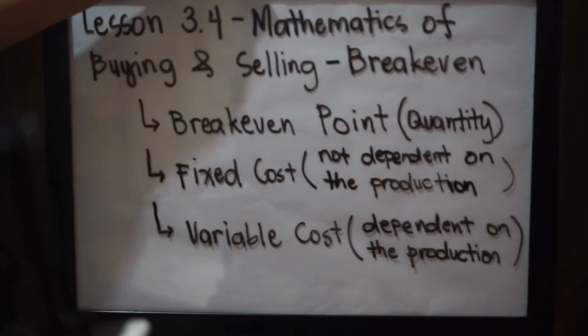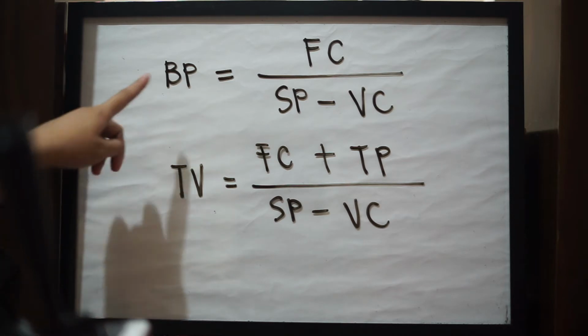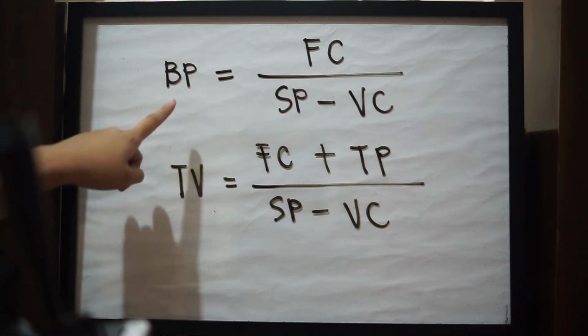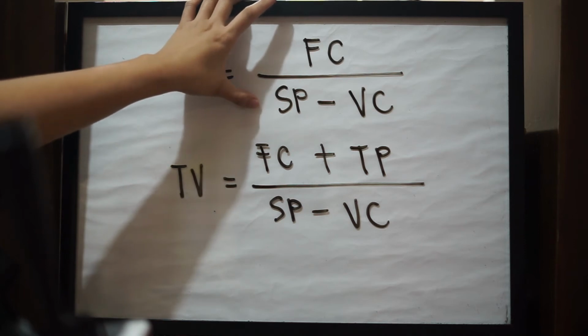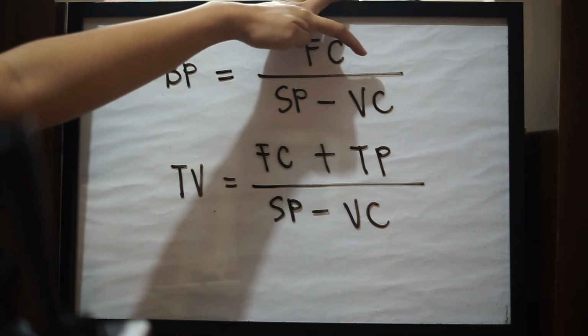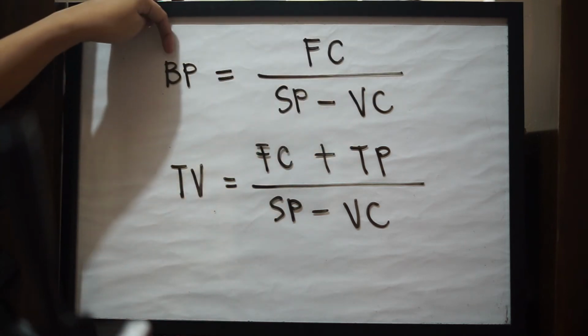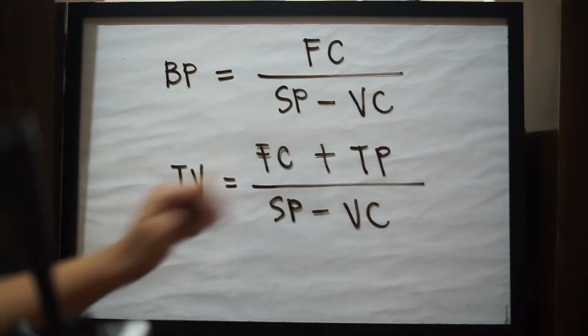Next, under this lesson, we have two formulas, and that is BP is equal to FC all over SP minus VC, wherein BP stands for break-even point, FC stands for fixed cost, SP stands for the selling price, and VC stands for variable cost. Again, this is break-even point, fixed cost, selling price, and variable cost.